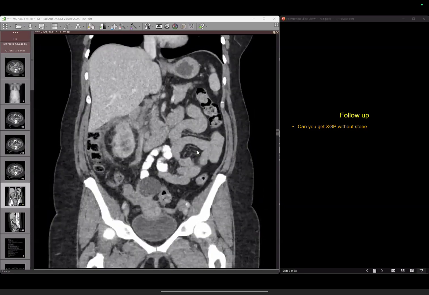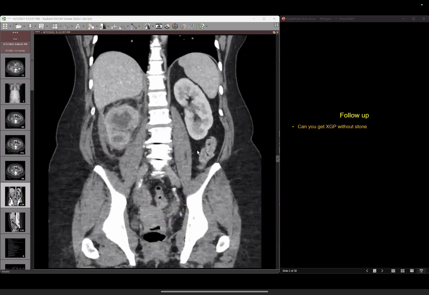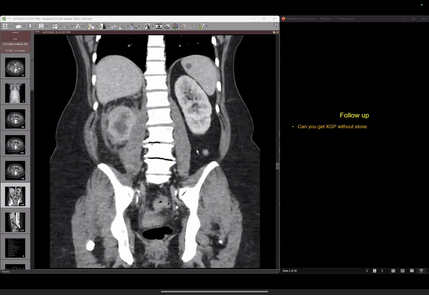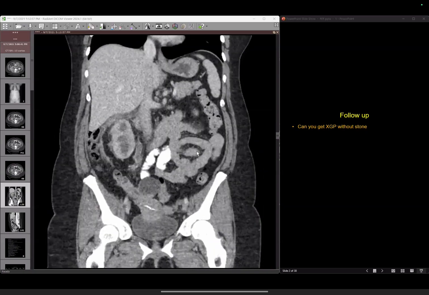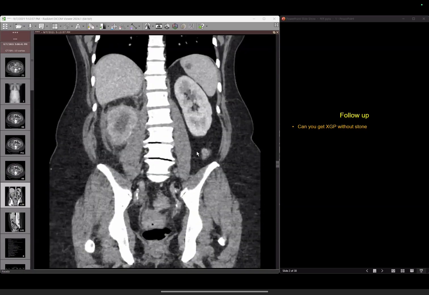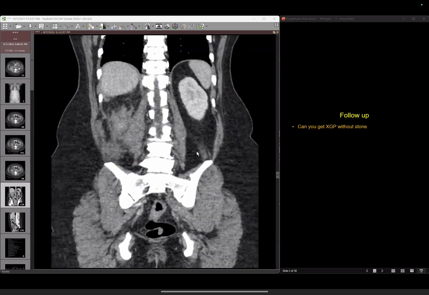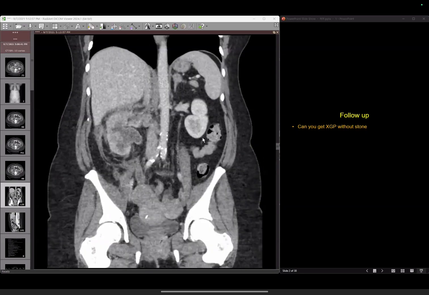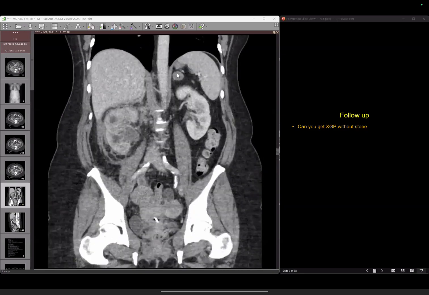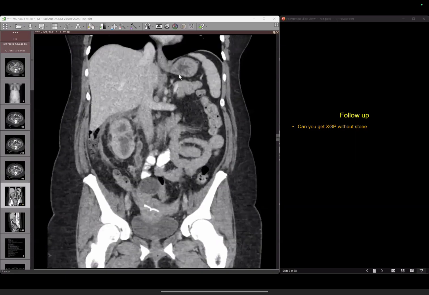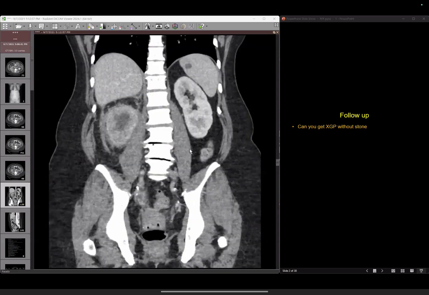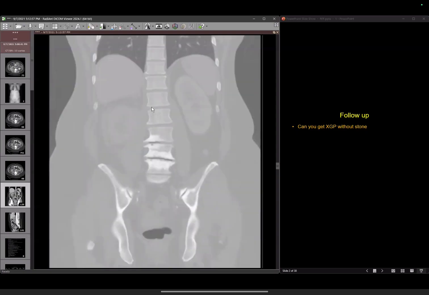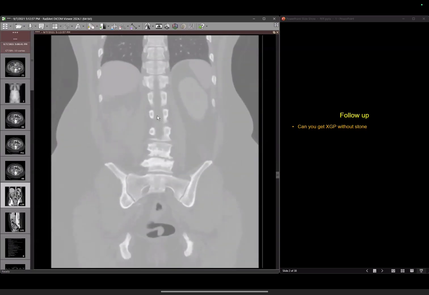There is perinephric fat stranding, which I can see. There is a hypodense lesion in the spleen, which might be this. Yeah, ignore that. That has been stable. That is accidental. Okay, there is another lesion which is noted in the left adrenal.